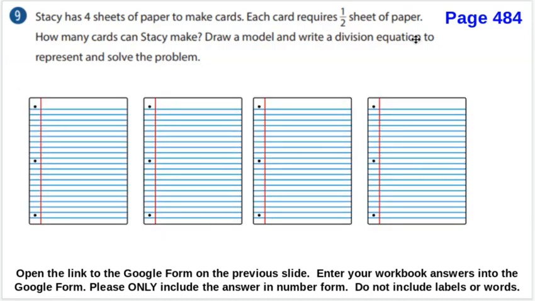You can see down here, I'm starting with 4 pieces of paper. And again, Stacy wants to cut each of these papers in half. And each of those new pieces that she makes will represent a card that she can make. It's now time for you to, again, push pause on the video, solve this problem in your workbook, and then head over to the Google form and enter your answer. When you're ready, come back and push play, and we will go over the next problem.